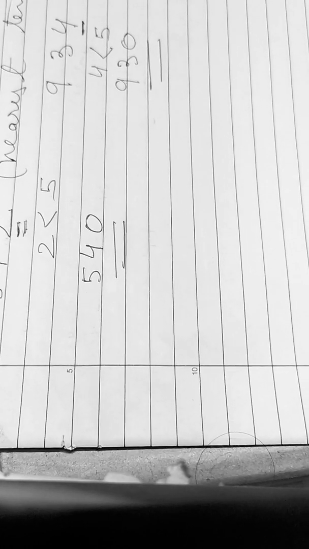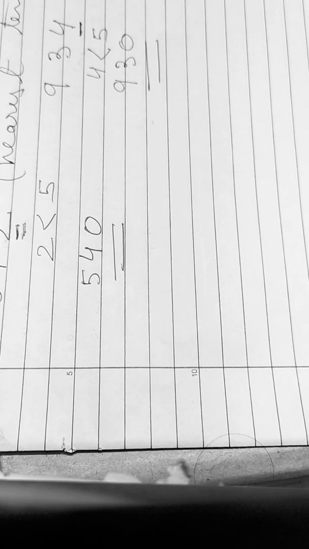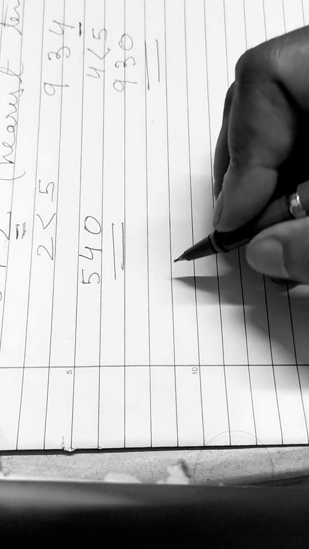Now if the digit at one's place is 5 or more than 5, then increase the 10th digit by 1 and replace one's digit by 0. Clear?